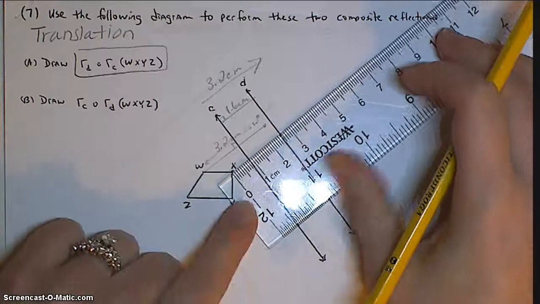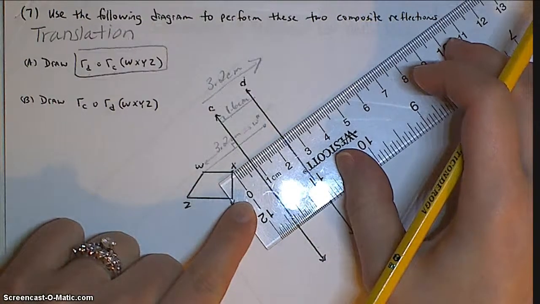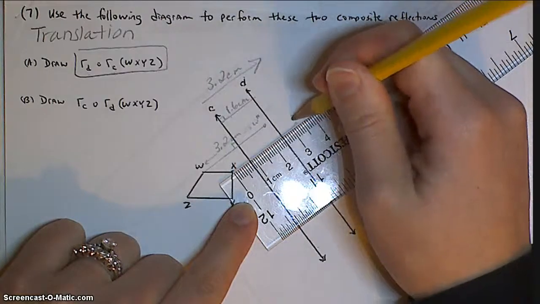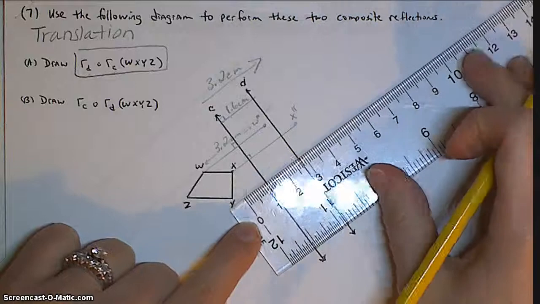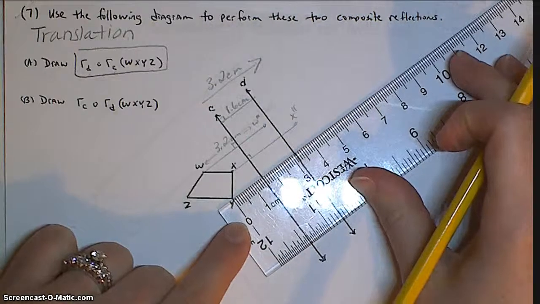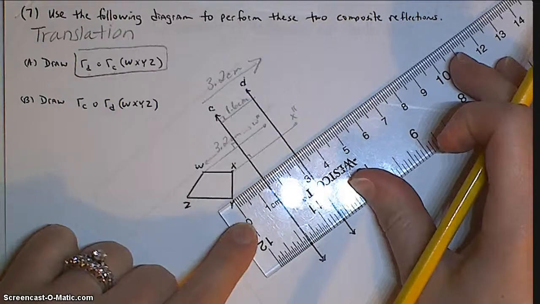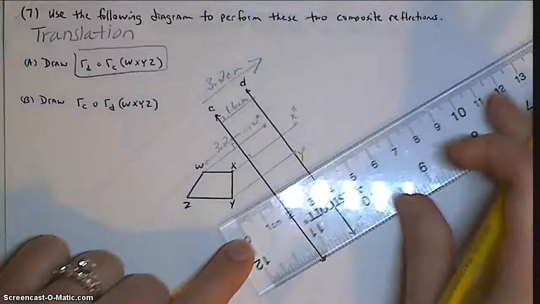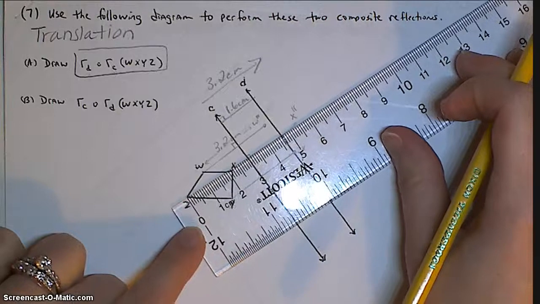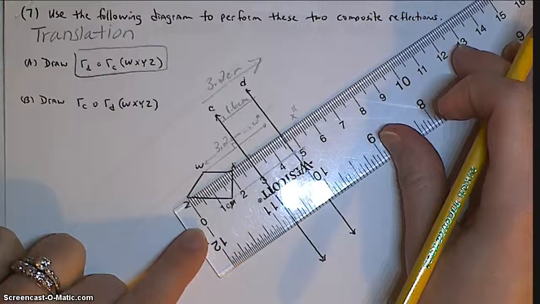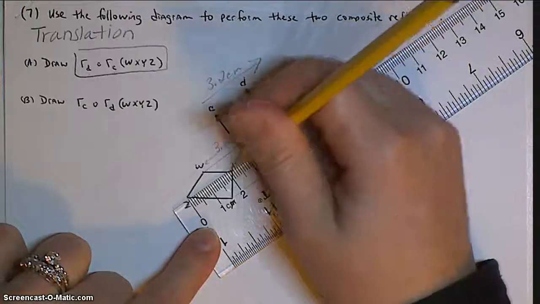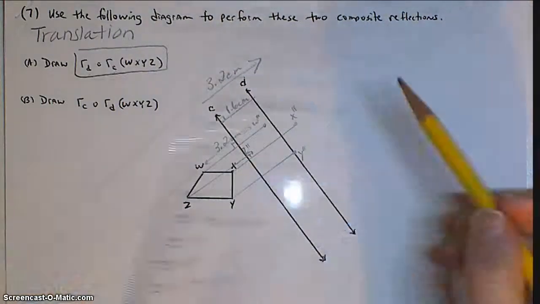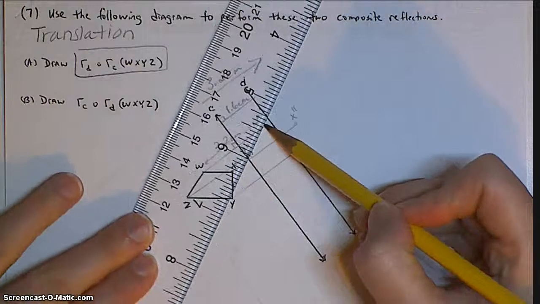And I'm going to do the same thing for point X. So 3.2 centimeters, X double prime, and yes, I measured that right angle. And Y double prime, it's going to be right on that line. And then Z double prime. And then we want to connect our points.